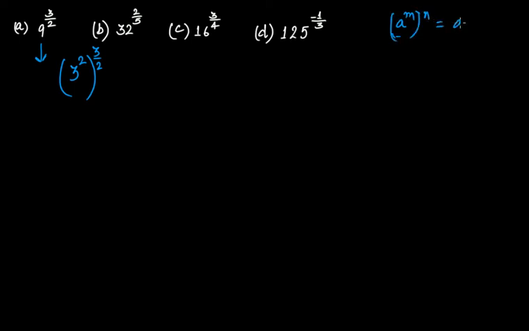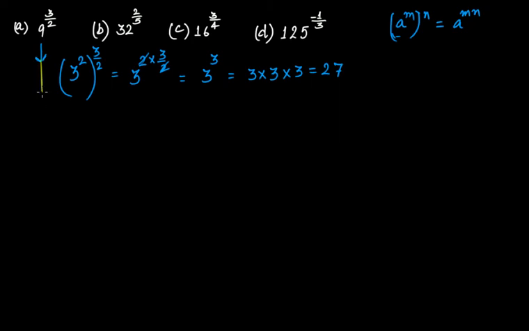That is equal to a raised to power of m multiplied by n. So from here you get 3 raised to power of 2 multiplied by 3 by 2. This 2 gets cancelled and you get 3 raised to power of 3. Right? So 3 raised to the power of 3 means what? It is actually talking about 3 times 3 times 3, that is 27.